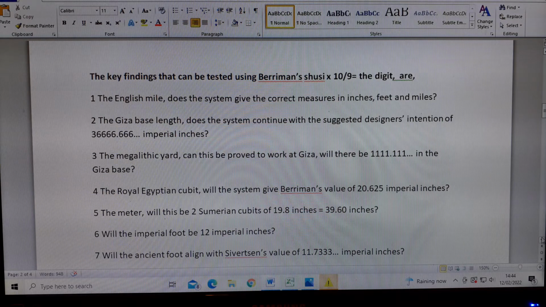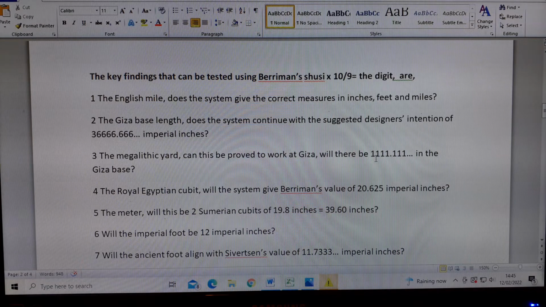What can we expect from this model? The key findings that can be tested using Berriman's Shusy times 10/9, the digit, are: 1. The English mile. Does the system give the correct measures in inches, feet and miles? 2. The Giza base length. Does the system continue with the suggested designer's intention of 36666.666 recurring imperial inches? The Megalithic Yard. Can this be proved to work at Giza?